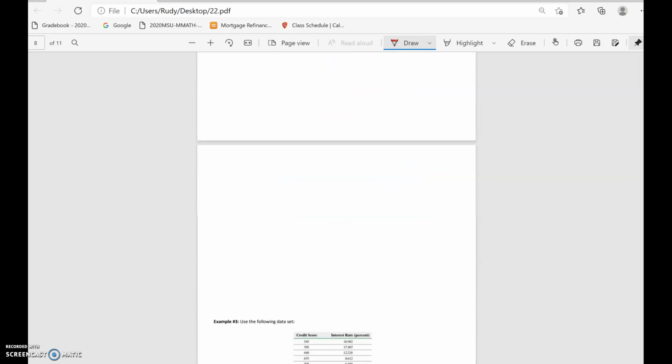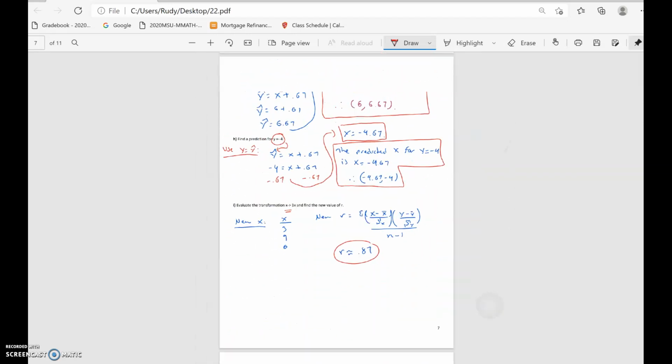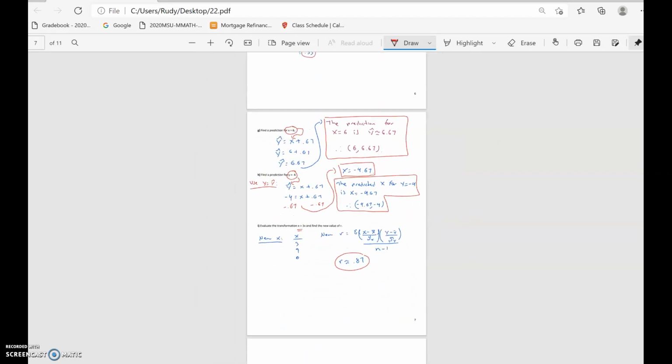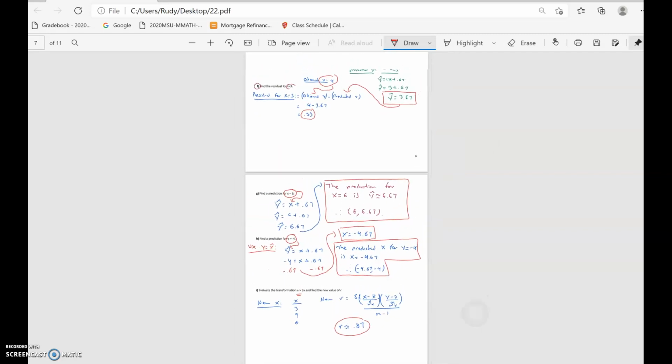We'll do one with units in a minute. Let me just zoom out a little bit so that you have the whole thing.